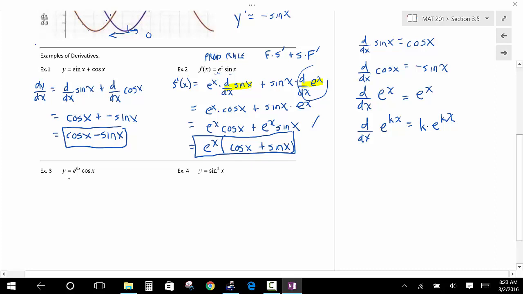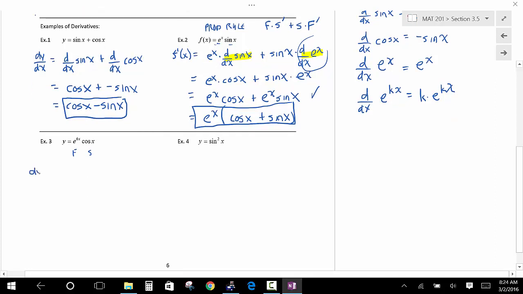Okay, what kind of rule do you think you'd use on example 3? Product rule again. Okay, this is like your first function is e to the 6x. Your second function is cosine x. So again, I'm going to do dy dx, which means I'm finding the derivative of y with respect to the variable x. Product rule says write the first, multiply that by the derivative of the second, and just write it down before you start doing the derivatives. Then plus, write down the second, and then multiply that by the derivative of the first, like that.